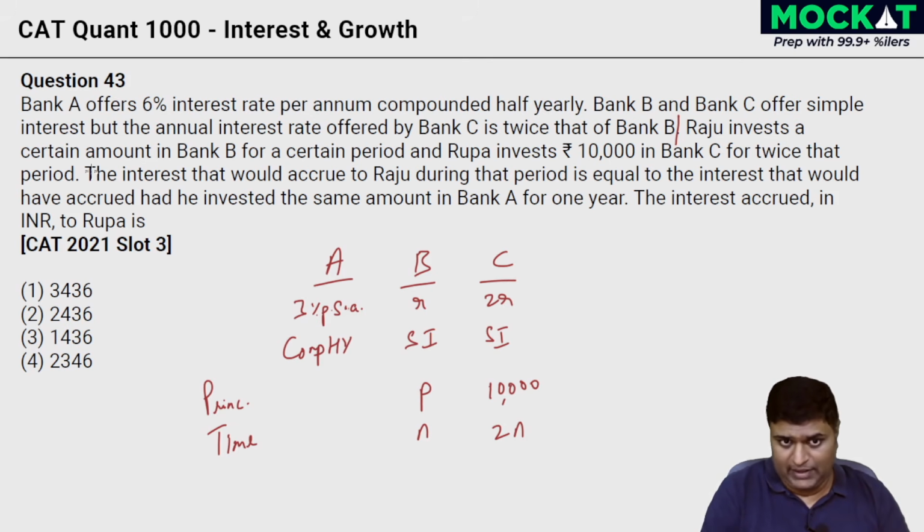Again, it's quite a bit over here. The interest that would accrue to Raju during this period, Raju is the person who has invested over here, and the interest he's going to accrue is equal to the interest that would have accrued had he invested the same amount in Bank A for 1 year.